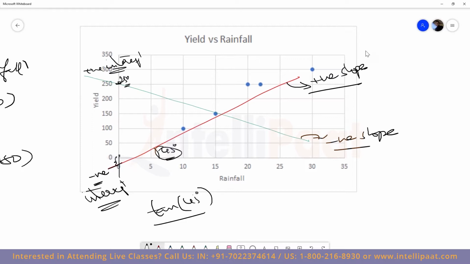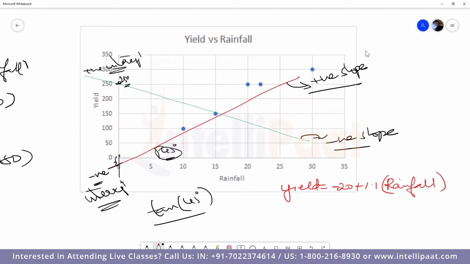So for the red line, let's go with the red line first. So the red line equation could look something like this, where I'm saying that yield is equal to negative intercept. So minus 20, I'm assuming minus 20 plus 1.1 times, let's say, rainfall. Something like this. I don't know if this is even correct. I'm just taking a random guess at it, right?